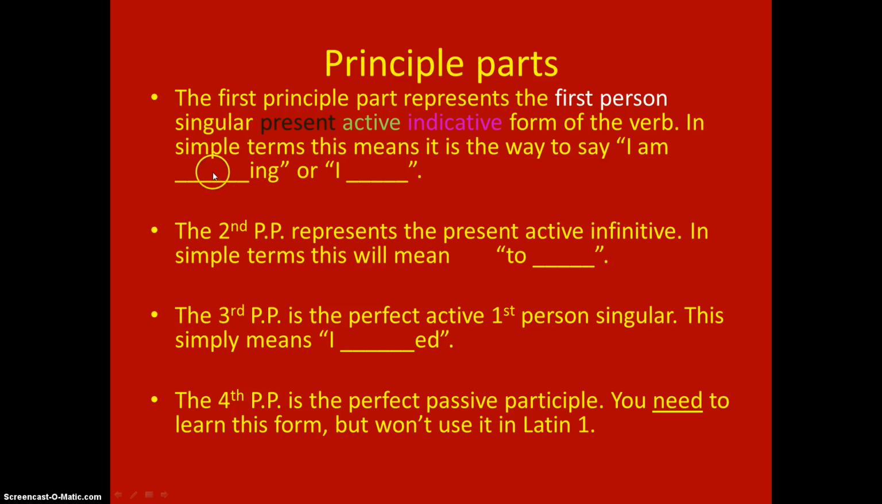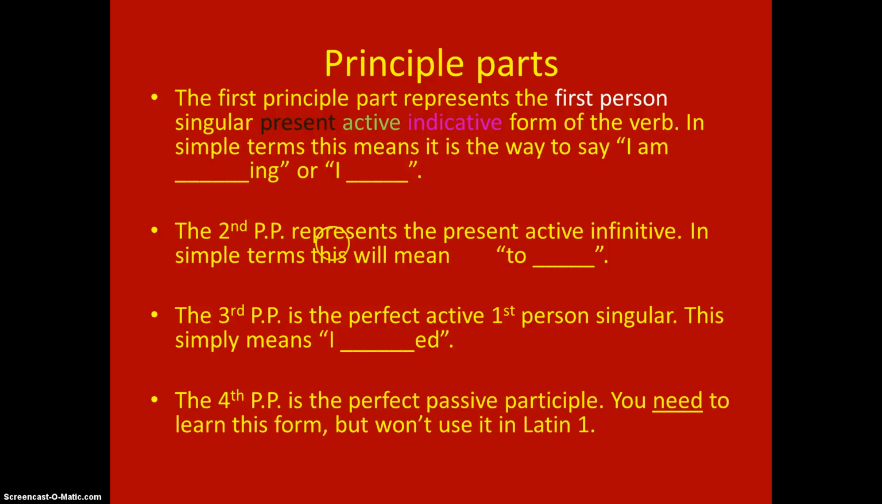Okay? So we had our verb amo, amare, amavi, amatus, which means to love. So amo means I am loving or I love. The second principal part is the present active infinitive. That means it's going to mean to do whatever the verb is. The second principal part, amare, means to love.